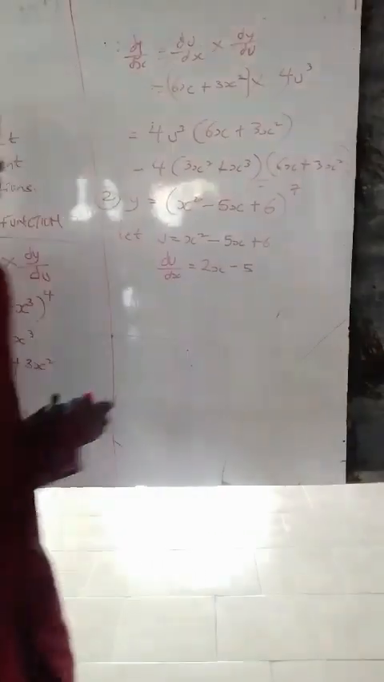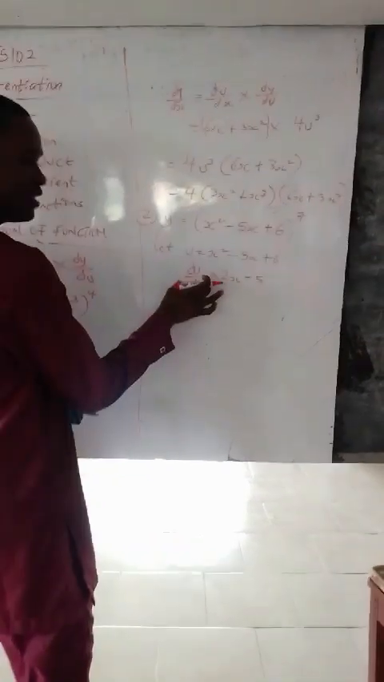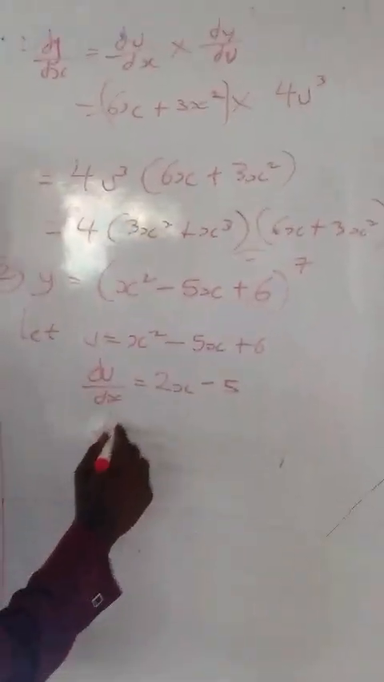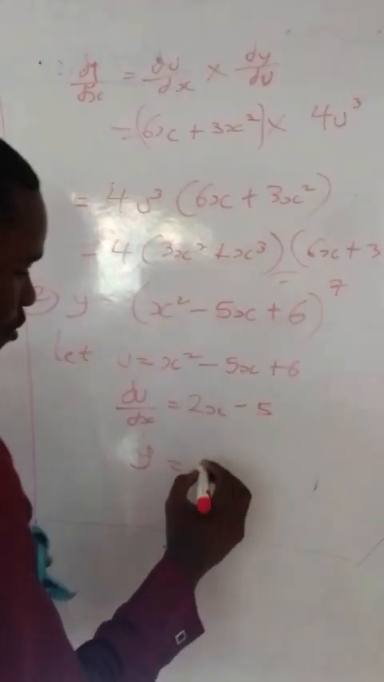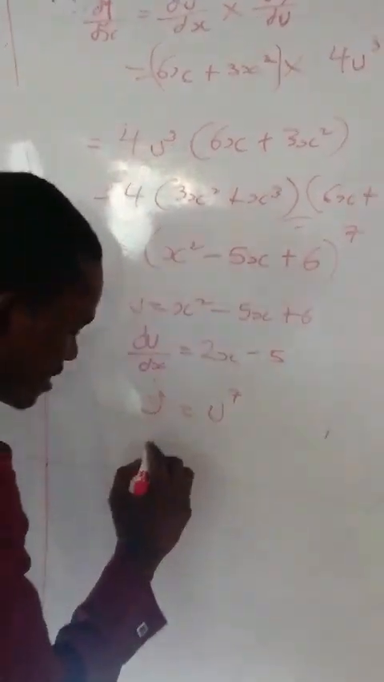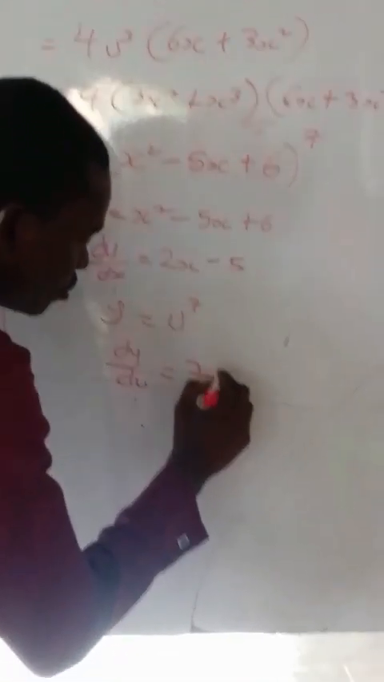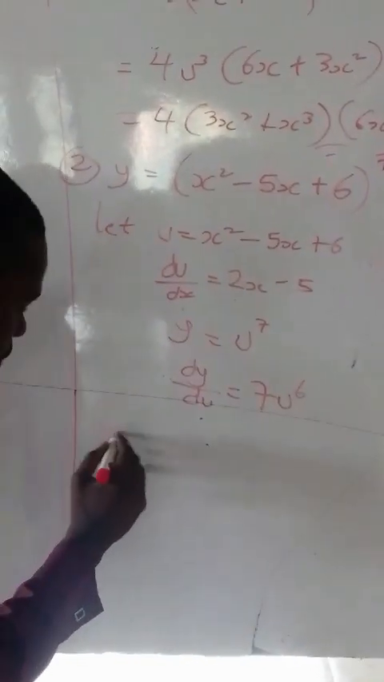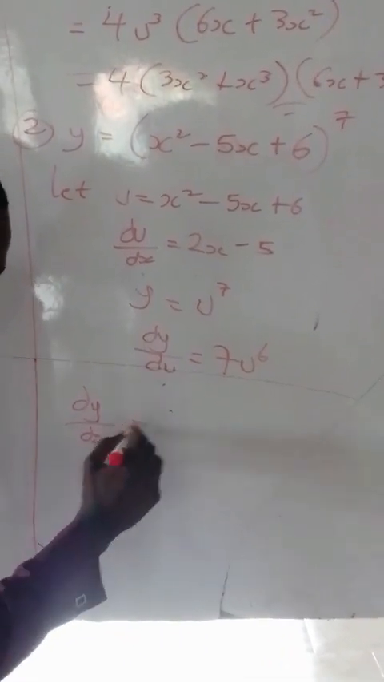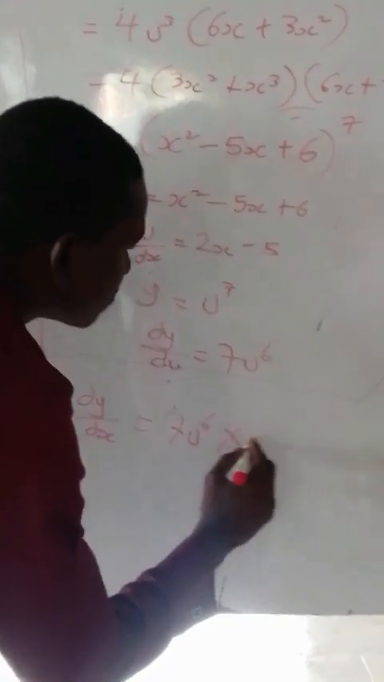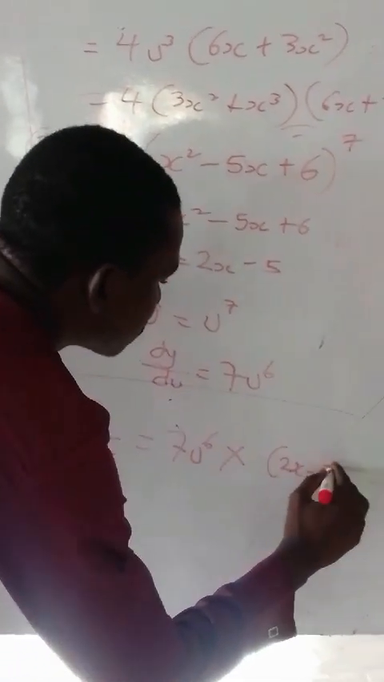So moving on, we've gotten the du over dx. Don't forget that we already said let u be this. Automatically our y will be u raised to power 7. That is dy over du equals 7u raised to power 6. At the end of the day, don't forget dy over dx will be this multiplying this. That will be 7u raised to power 6 times 2x minus 5.